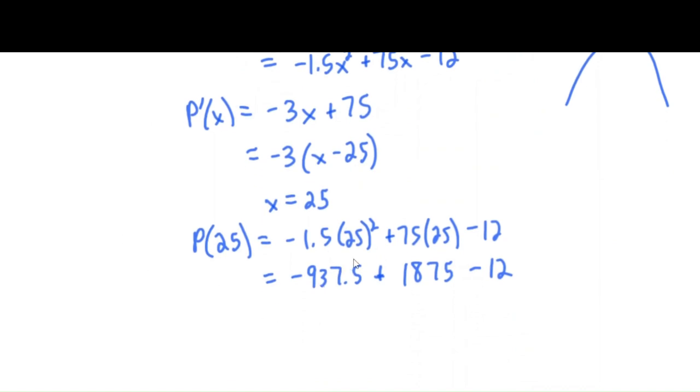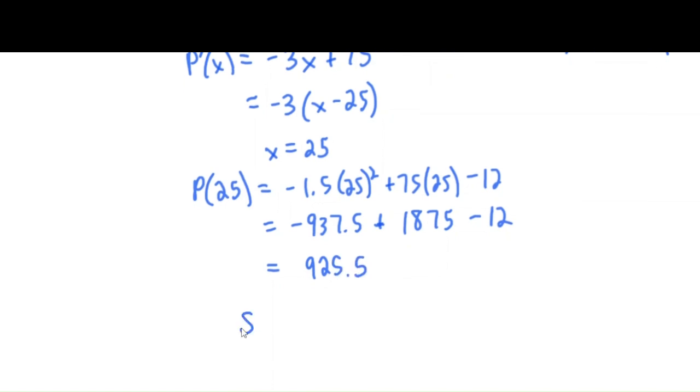And maybe one of the hardest things about this problem is just making sure you plug things into a calculator correctly. And I ended up getting 925.5. So what does that mean? Well, the maximum profit is $925.50. And that occurs when 25 units are produced and sold.